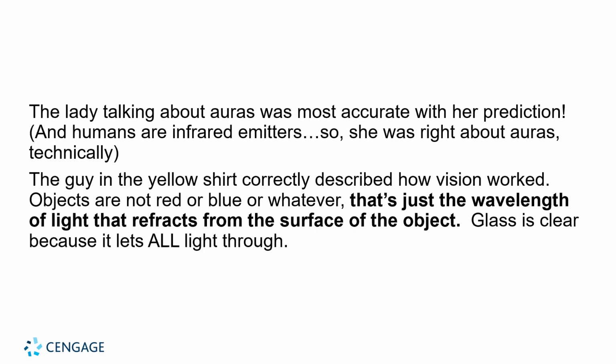But most objects have molecules that are absorbing part of the electromagnetic spectrum in the visible light range, and that's why they appear colors. And then black is absorption of all colors of light, and then white is reflection or refraction of all colors of light.